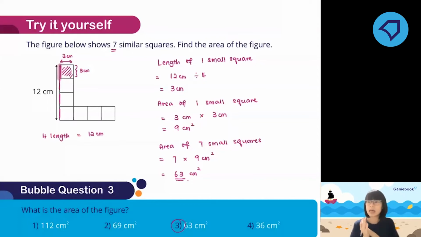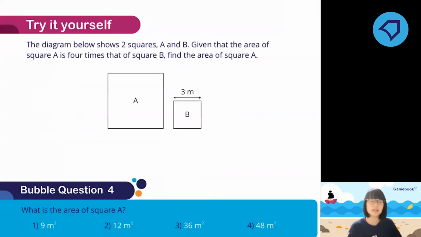So now let's take a look at bubble question number 4. Let's take a look over here. The diagram below shows two squares. We have square A and square B. Given that the area of square A is 4 times that of square B, find the area of square A.